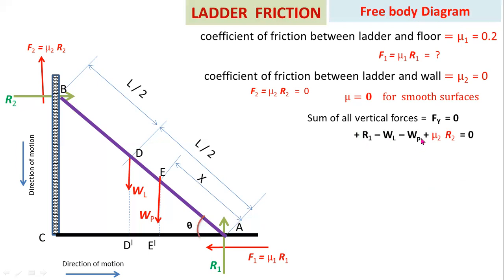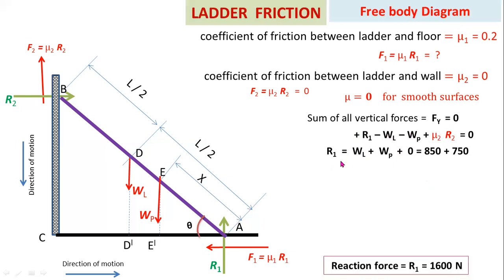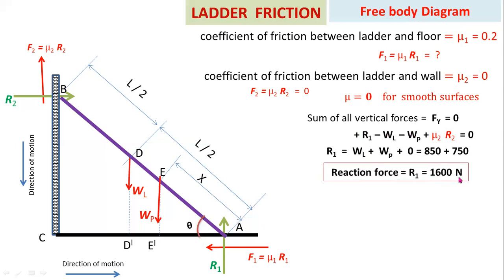Now substitute WL, WP and mu2 values in this equation. Then R1 equal to WL value 850 plus WP value 750, and mu2 equal to 0. So the reaction force R1 equal to 1600 newtons.